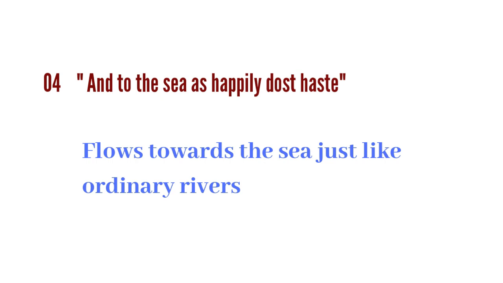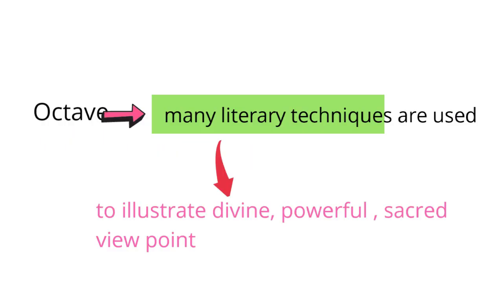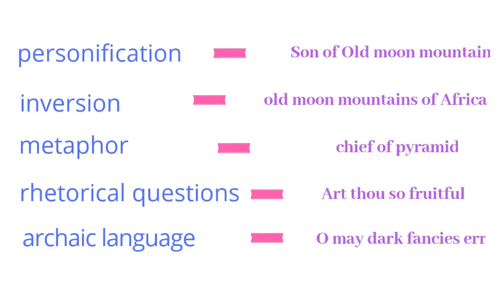So here we can see how the poet has presented the practical outlook of the River Nile. In short, the sestet brings out the real vision of the Nile, not as a god which is presented in the octave, but as a part of nature. Earlier, I have mentioned that the poet has used many literary devices in this poem, especially in the octave. That is to illustrate the divine, powerful, sacred viewpoint of the river. The more figures of speech you use, the more respectful and holy the subject becomes. Of course, we can see some literary devices in the sestet too, but the number of instances is lesser when compared with the octave. I have promised you that I will discuss about literary devices.